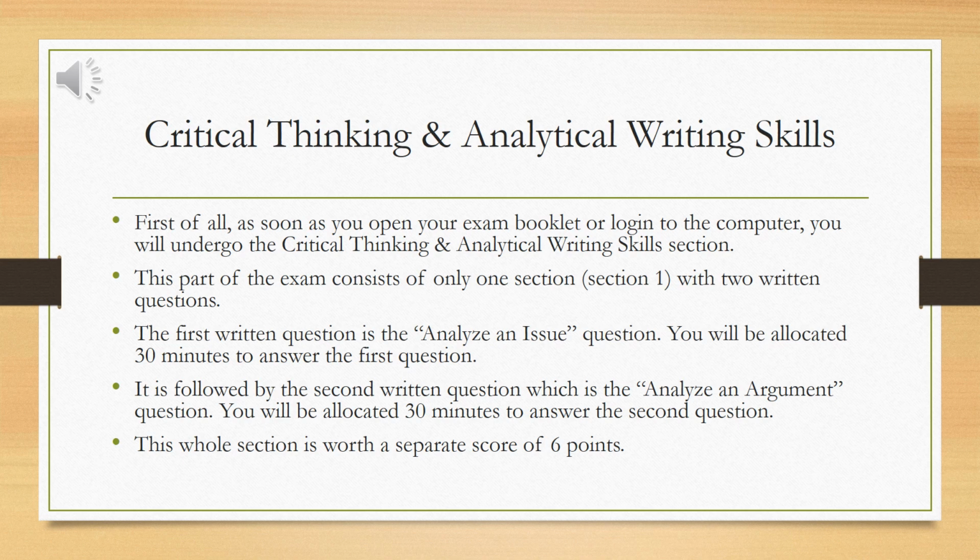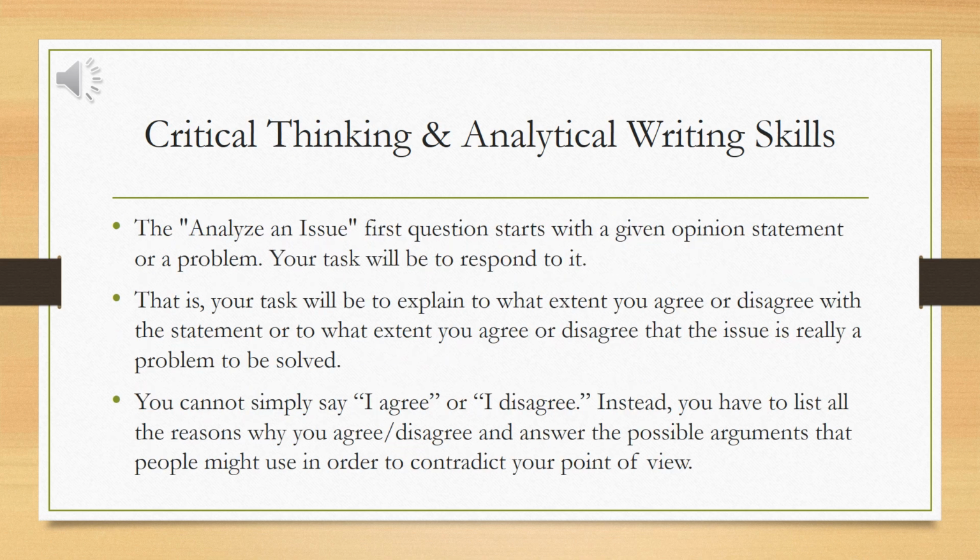It is followed by the second written question, which is the Analyze an Argument question. You will be allocated 30 minutes to answer the second question. This whole section is worth a separate score of 6 points. The Analyze an Issue first question starts with a given opinion statement or a problem. Your task will be to respond to it.